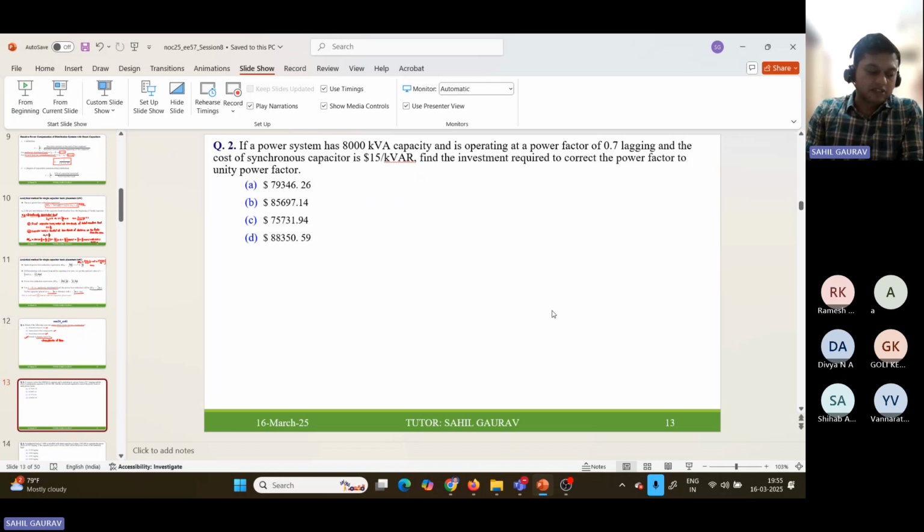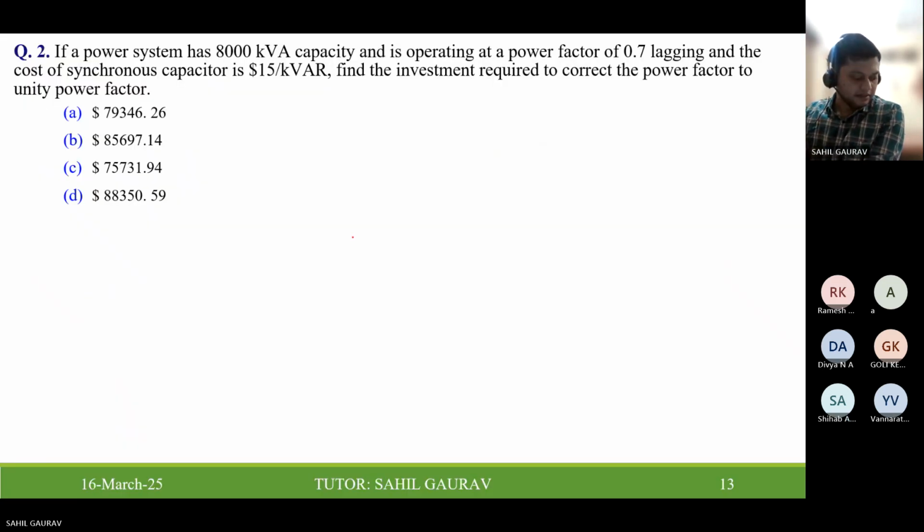So concentrate on this second problem. Can you put it in presentation mode, sir? I am telling you to concentrate on the second problem. Can you put the slide in presentation mode? Okay, okay. Okay, thank you.